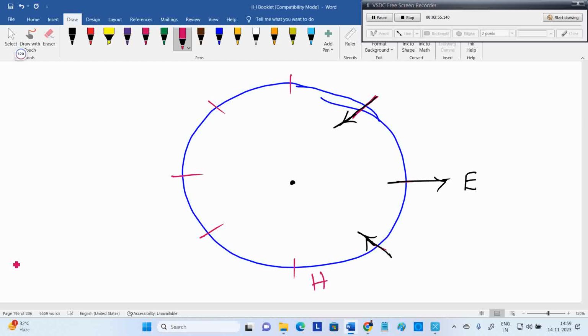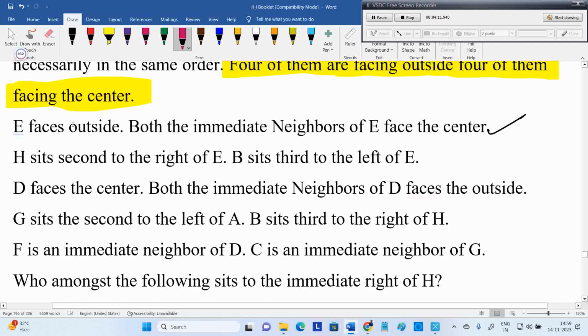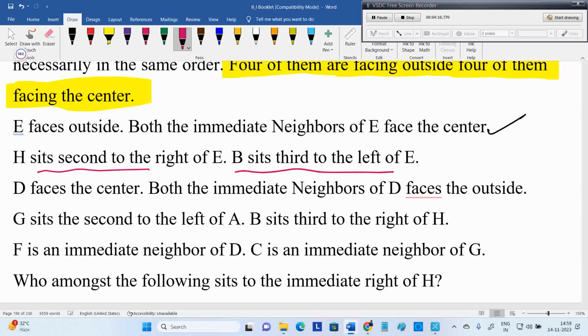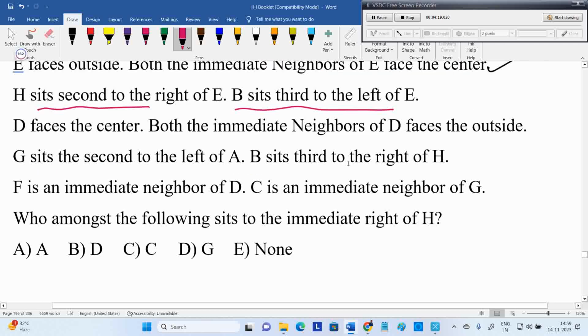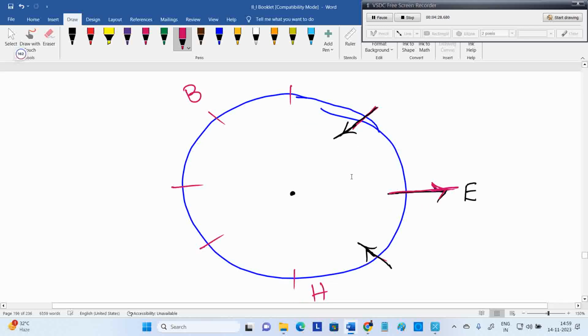E, right is this, left is this, as you are facing outside. That's the matter, my dear friends. When you're facing outside, your right and left differ. When you're facing towards the center, your right and left differ. So H is second to the right of E. Okay, good. And here they mention B sits third to the left of E. So E we already know, and B is third to the left of E. First left, second left, third left. B will be here.